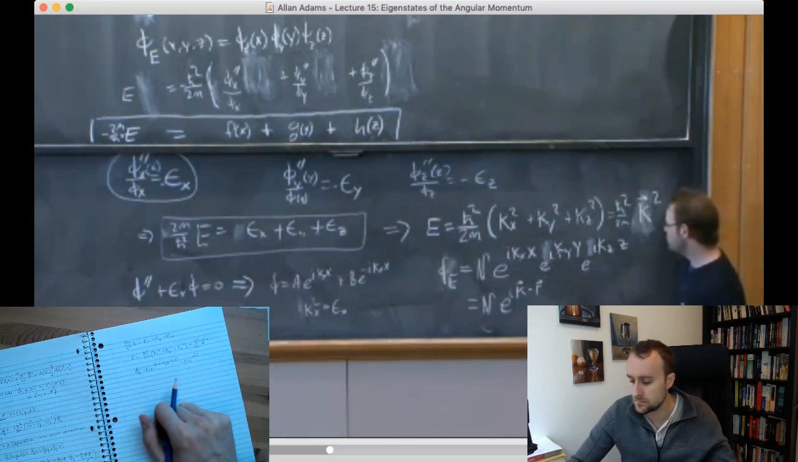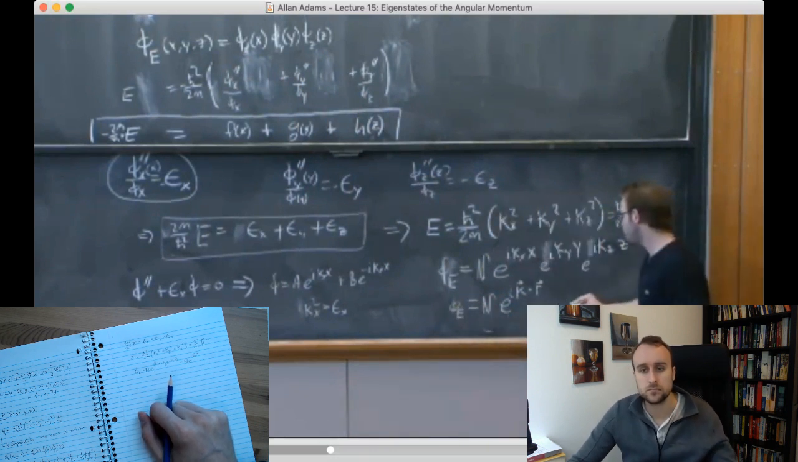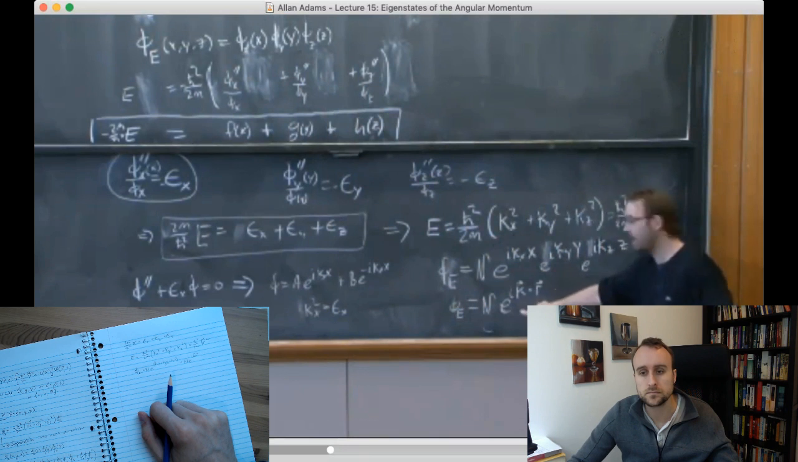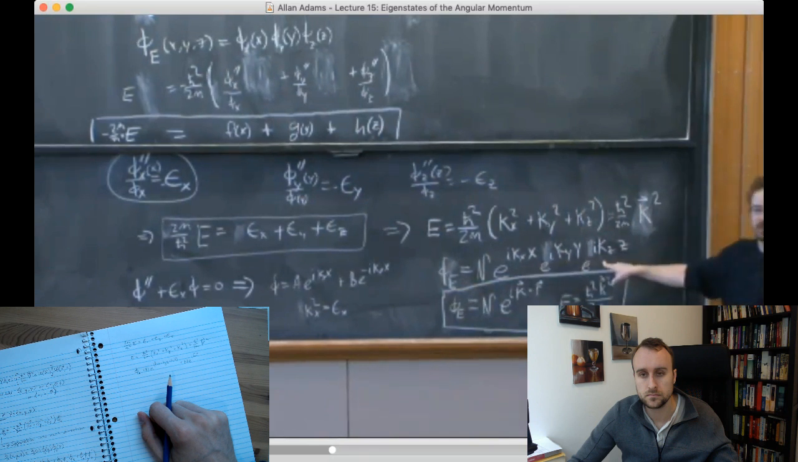So if we have a free particle, we can build energy eigenfunctions of the form of plane waves with some 3D momentum, with energy E equal to h bar squared k squared upon 2m, just as we saw for the free particle in one dimension. And the actual wave function is nothing but a product of wave functions in 1D.